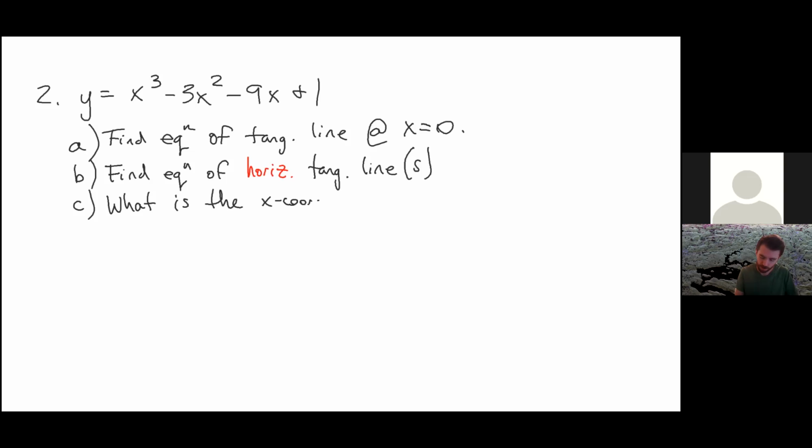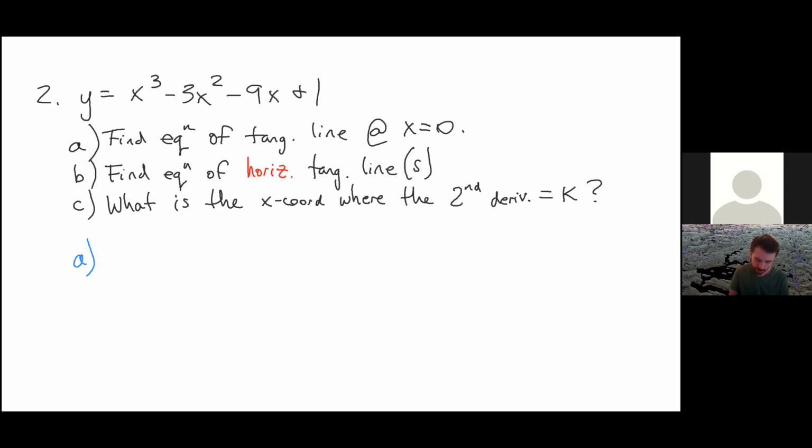x coord, where, let's say the second derivative equals k. Okay, so that's a weird question. And so let's get started. Let's work on A.